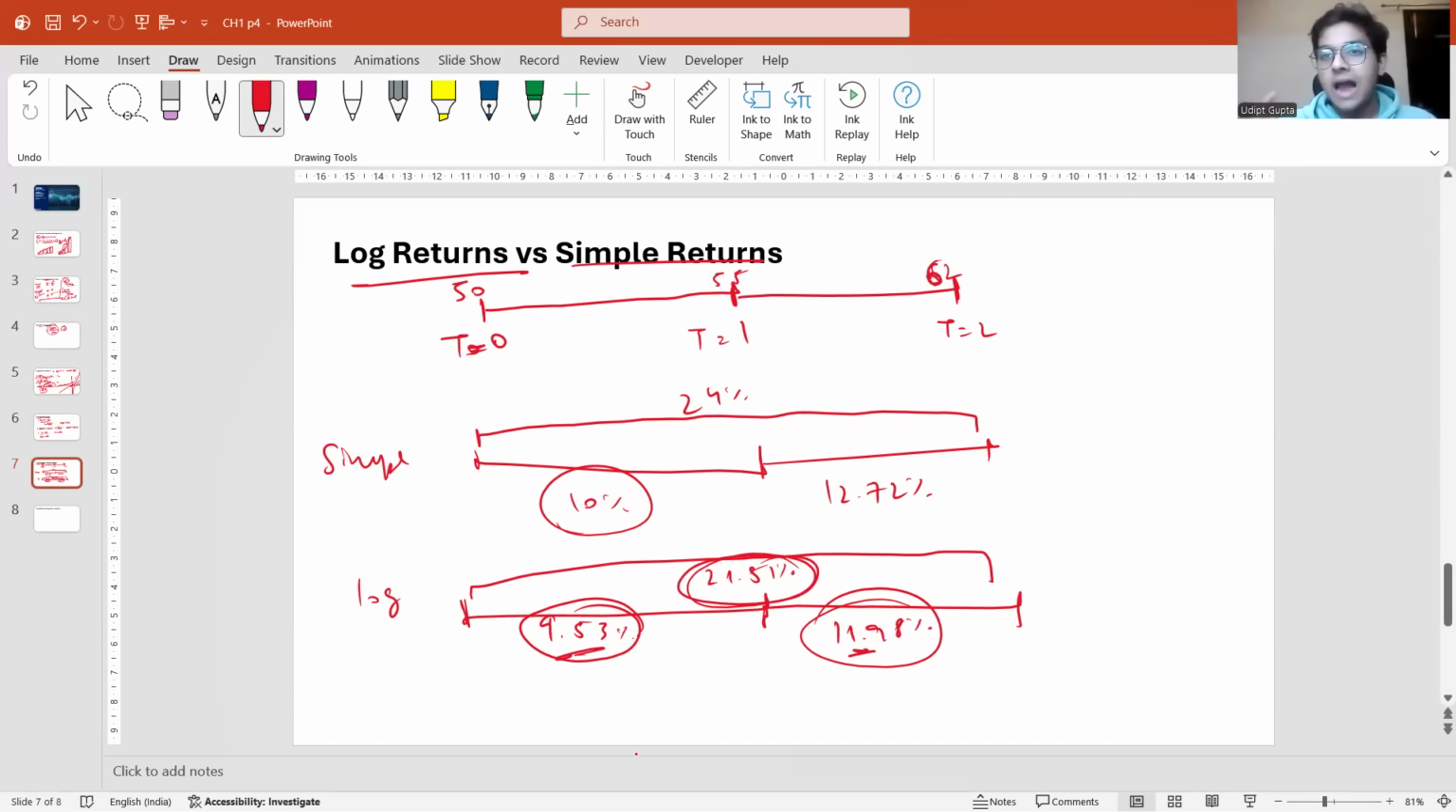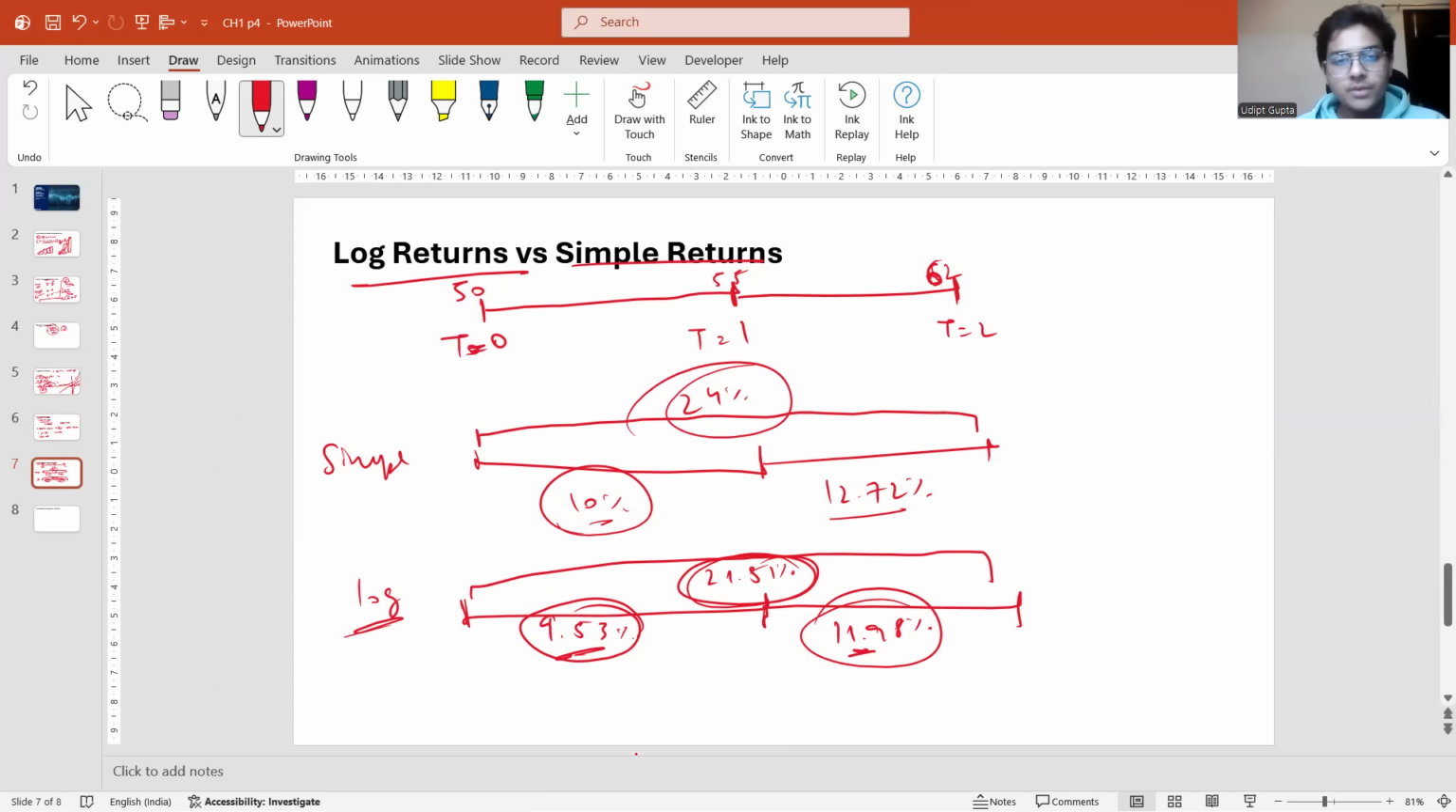The log returns are additive. They're continuous, they're additive, and that's why modeling them statistically is so easy and useful. Whereas simple returns are easy to calculate and easier to understand. There's 10% growth in the first year, then there's 12.72% growth in the second time period. But the growth is not additive. You cannot add it and you cannot get 24%. You cannot even easily find the average of these returns for the two periods. That's what you can do with your log returns.